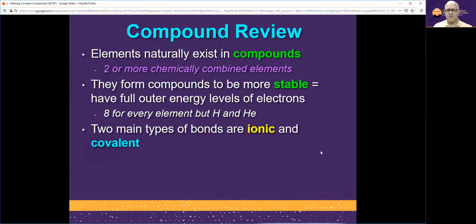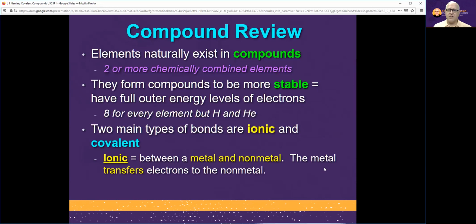There are 2 main types of bonds. They're the ionic bonds. Those are the ones we've been working on so far. And now we're going to introduce you to the covalent bond. Remember, the ionic bond is a bond between a metal and a nonmetal, and the metal transfers electrons to the nonmetal. A covalent bond is between the nonmetals, and here electrons are shared. Covalent, sharing valent electrons. And remember, caring is sharing.